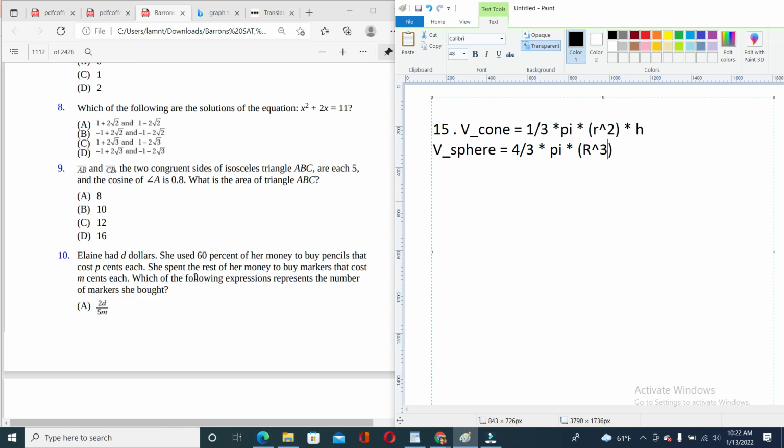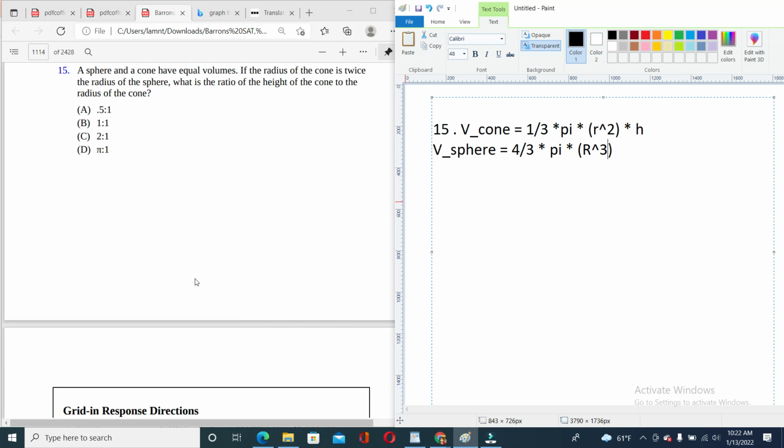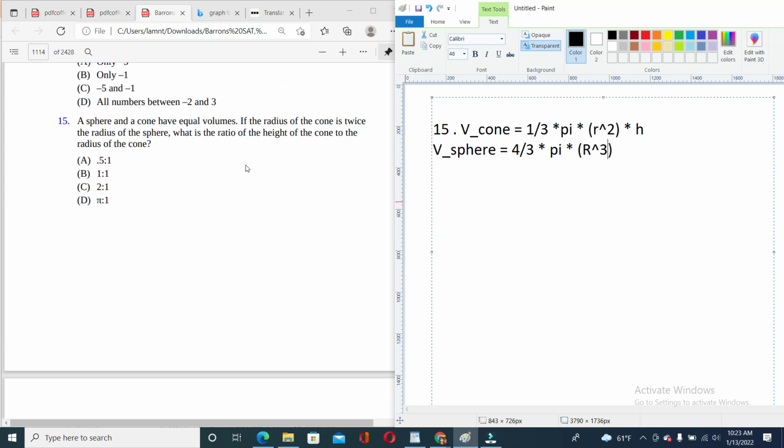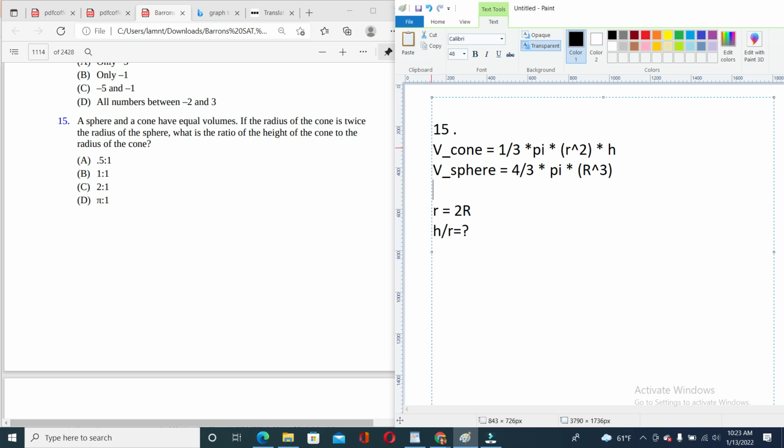Alright, let's see. Let's denote it that way. So they are given us that these volumes are equal, and the radius of the cone is twice the radius of the sphere, which is small r equal to 2 big R. Okay, and they ask about the ratio of the height of the cone, which is h, to the radius of the cone, which is this quantity, right? So they ask us to find out this quantity, right?